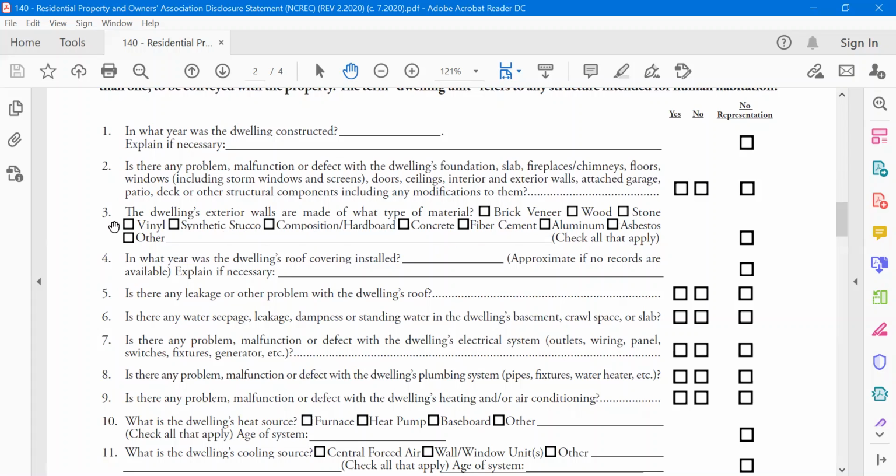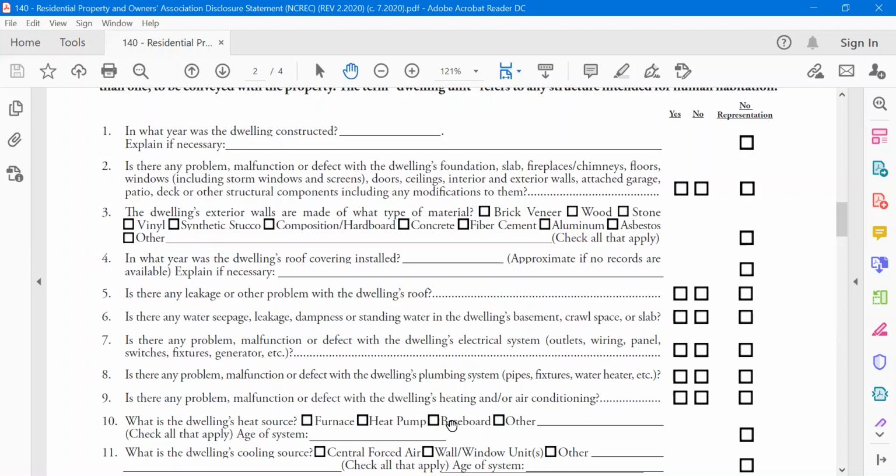It goes on to ask about the dwelling's exterior walls and what they're made of. When the roof was installed, this blank will have a year here. If there's any leakage or problems with the dwelling's roof, any water seepage, problems with the electrical system, problems with the plumbing system, any defects with the heating and air conditioning unit. What is the dwelling's heating source?